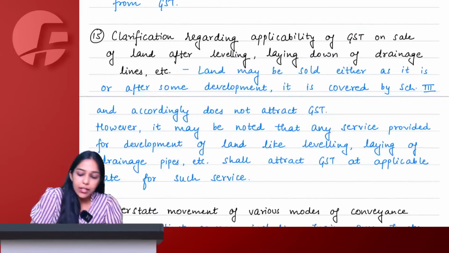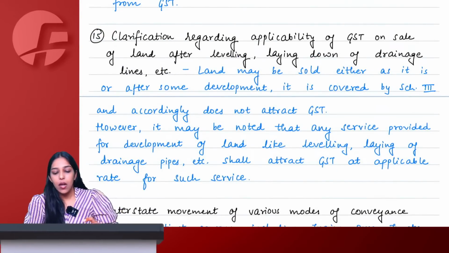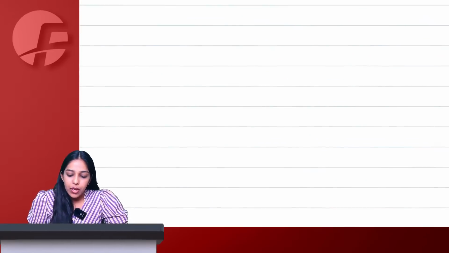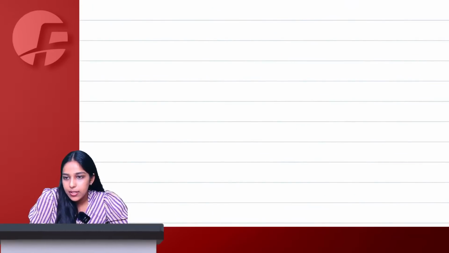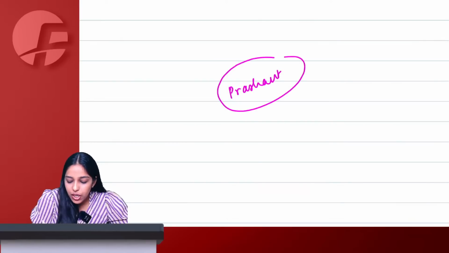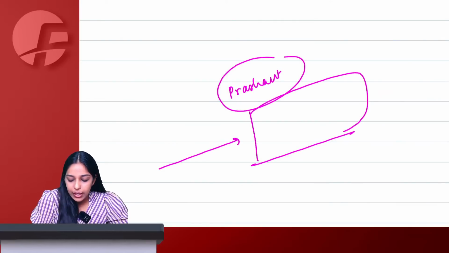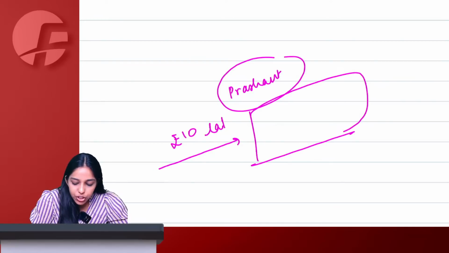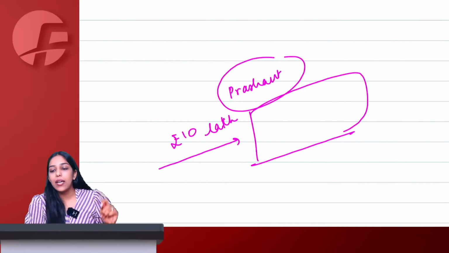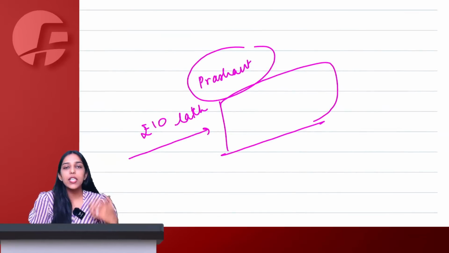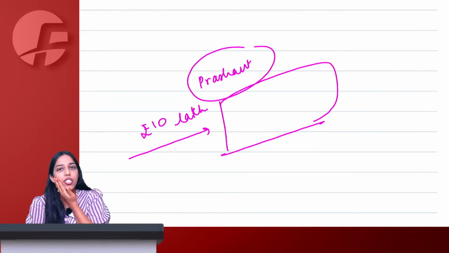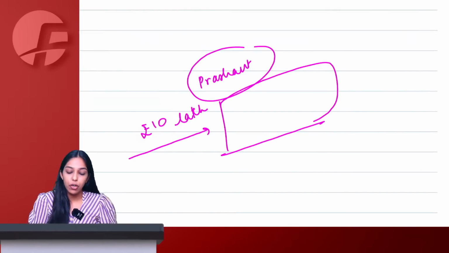Got it, ma'am? Then next clarification, again, even if I do not teach, you already know this. Let us say Prashant purchased a land for 10 lakh rupees. Now in this case, purchase of land is not taxable under GST, simple, land and building are outside the purview of GST. So no GST applicable on the same.